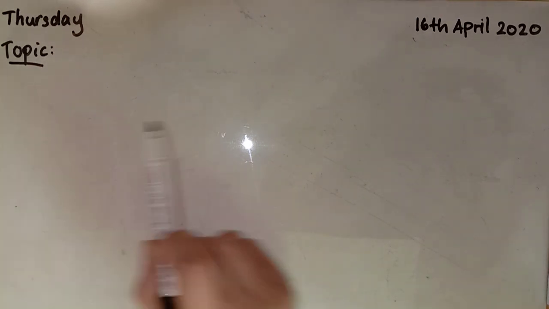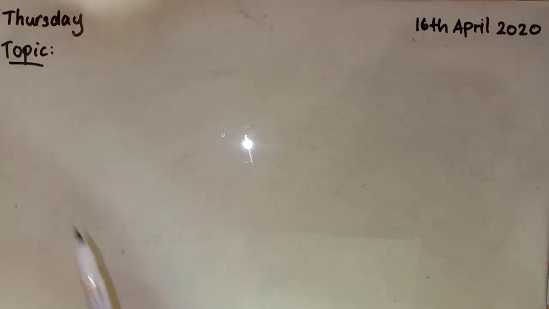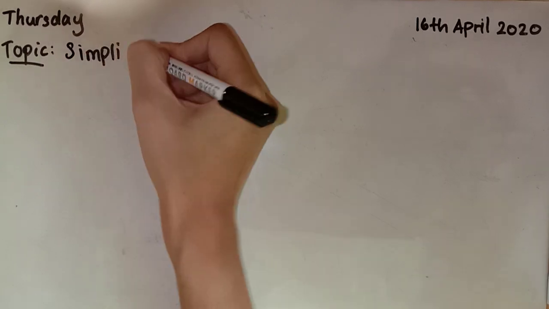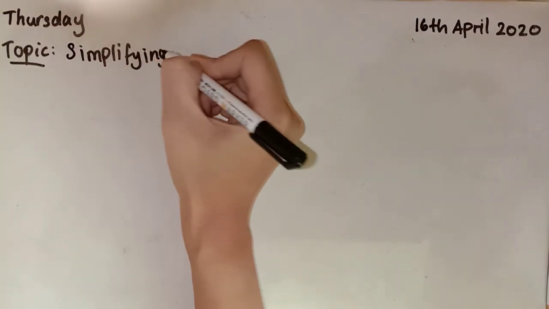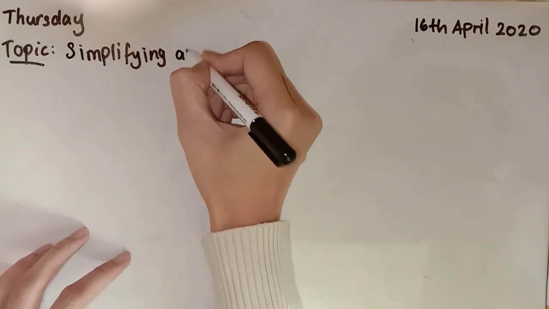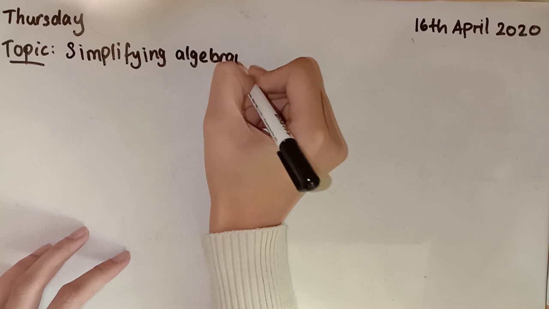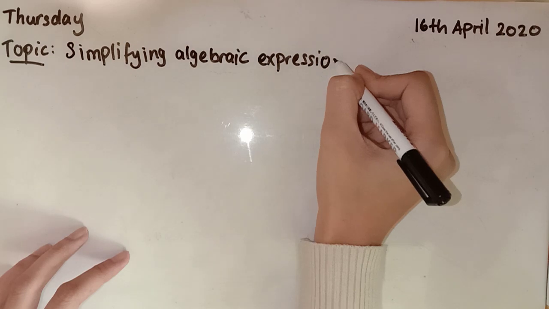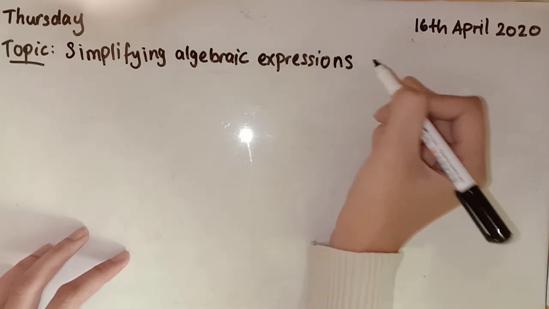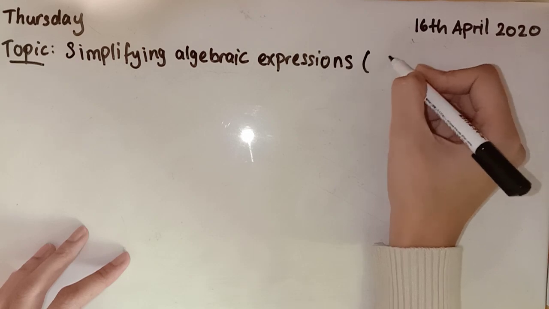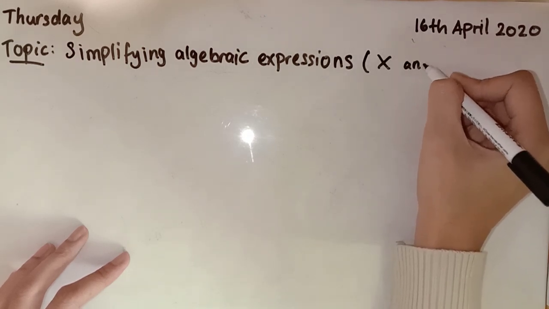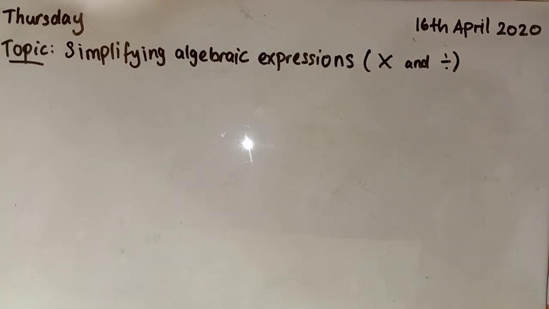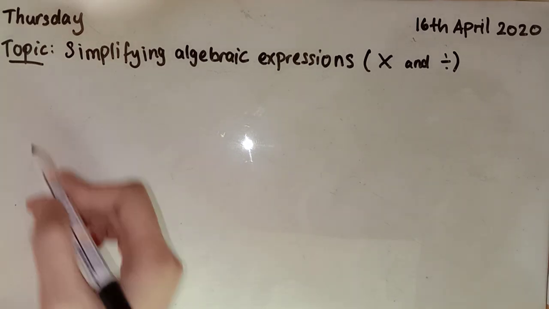So today is Thursday, 16th of April. Our topic today is going to be the same as yesterday, but okay, so yesterday we did simplifying algebraic expression. We did that, but with addition and subtractions only. Today we are going to do multiplication and division. Okay, so let's try with example.